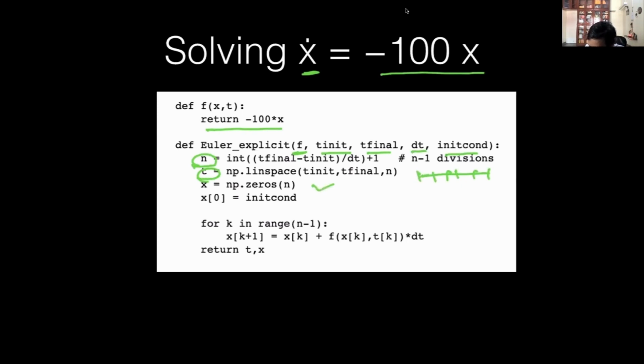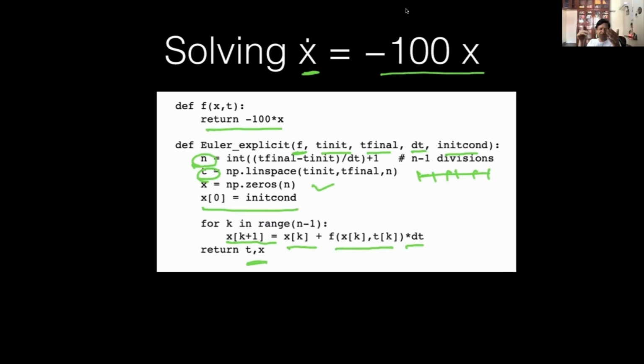Then initialize x. So x0 is init condition. So by the way, a first order equation has only one initial condition. Okay. So only one initial condition. So x0 is init con, and now I loop. So x_(k+1) is x_k plus f(x_k, t_k) times dt. Just straightforward. And I return t comma x. So I get an array t and array x.